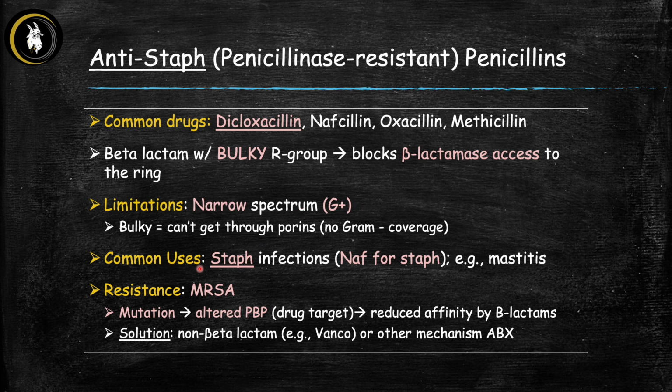And so the main indication or the main use of these drugs is for gram-positives, which are mainly staph and strep, and we commonly reserve these for infections by staph. That's because staph classically has a lot of beta-lactamase activity, and since these drugs are resistant to the beta-lactamases, they would be a good choice. And a mnemonic people usually use to remember this is NAF, as in nafcillin for staph.